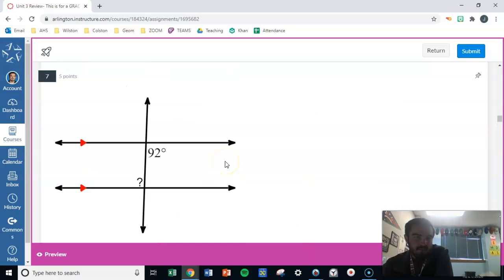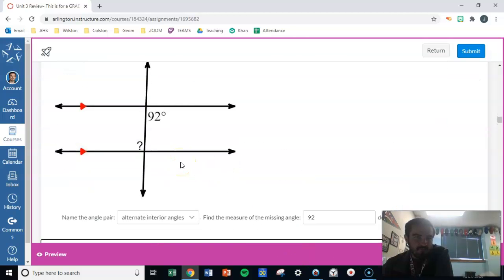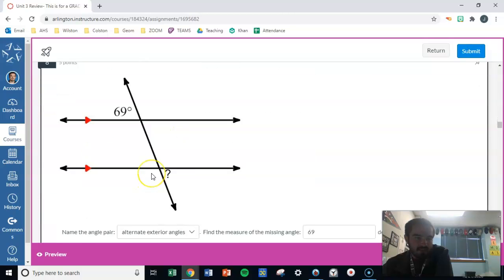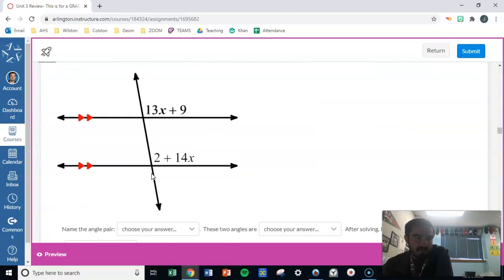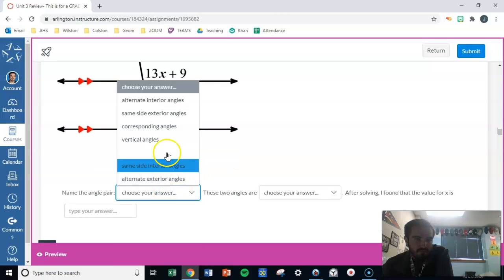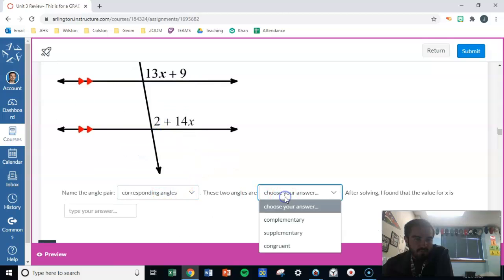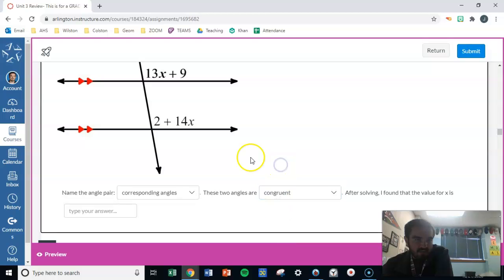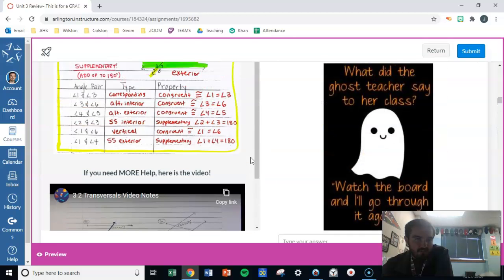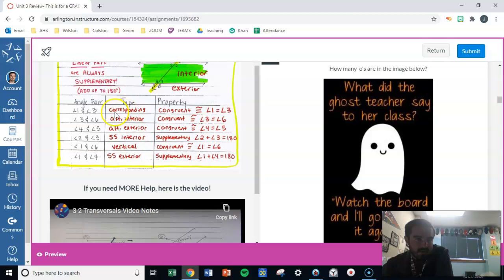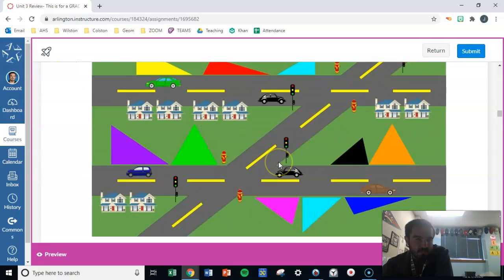Okay? And again, by the way, these problems may look different for yours because some of these are randomized, but hopefully it gives you a good sampling. Now here, these are what we call corresponding angles. They're both in the top right of their little pair. So these would be corresponding angles. These would be congruent angles. And if you forget that, remember your cheat sheet. Corresponding angles are congruent to each other. So I can set them equal to each other.